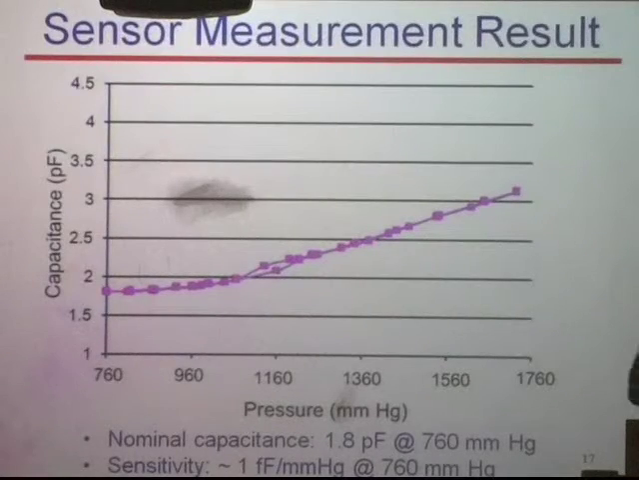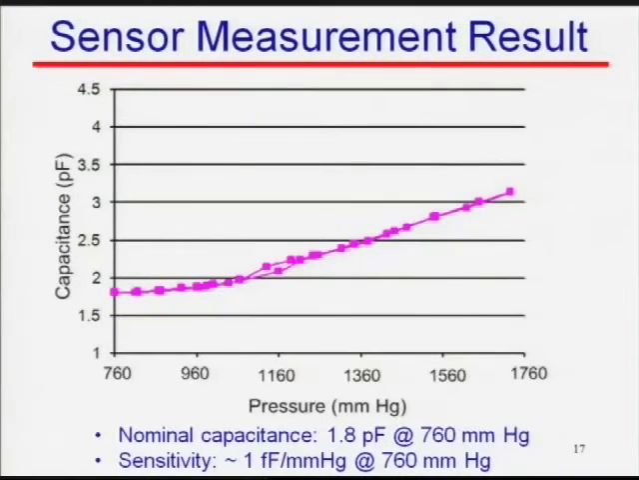So this is the sensor measurement result. This is just one of the typical measurement data. I don't bother to show the family of curves that we measured. It shows that we can get a nominal capacitance value of about 1.8 pF at the 760 millimeter mercury height. That's 1 atmosphere pressure. And the sensitivity at this point is about 1 femtofarad capacitance change per millimeter mercury height. And this sensitivity can be further improved if you can design a better sensor.